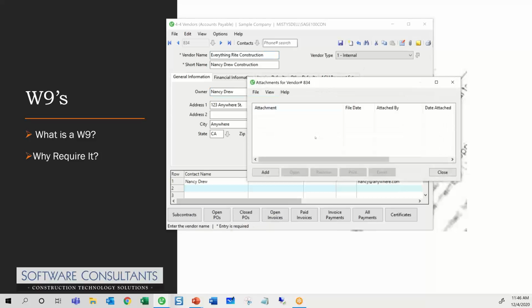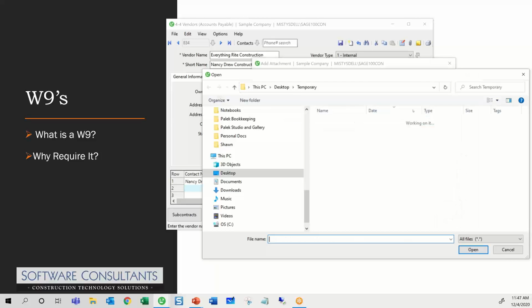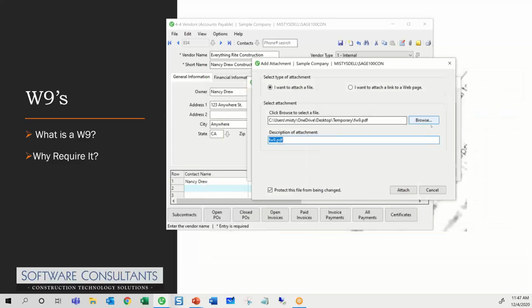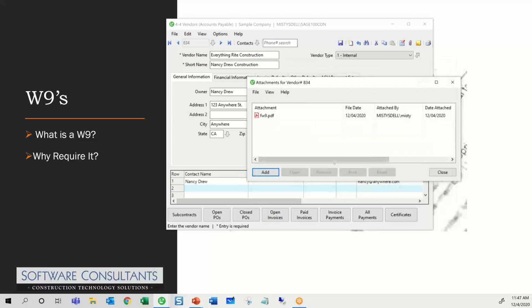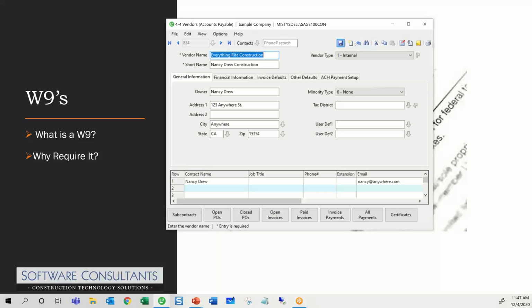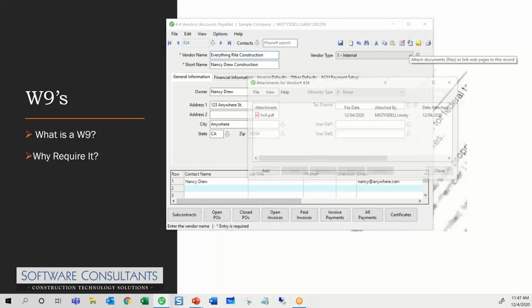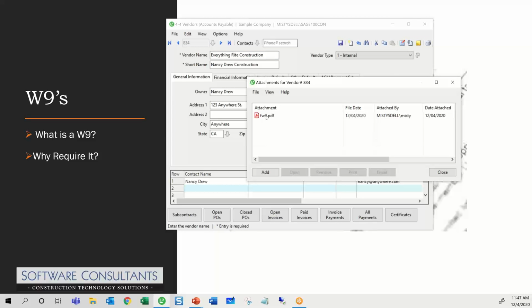So this paperclip is everywhere. It's in almost every single screen that is available in Sage. So when you want to attach something, like if you were trying to attach a W-9, I could easily browse out to a W-9, attach it here, save my vendor record, and recall it. You can use that for just about anything. If you wanted to store subcontracts, certificates of insurance, anything you want to store in here, you certainly can. But just remember, over time, it does take up space in your database.